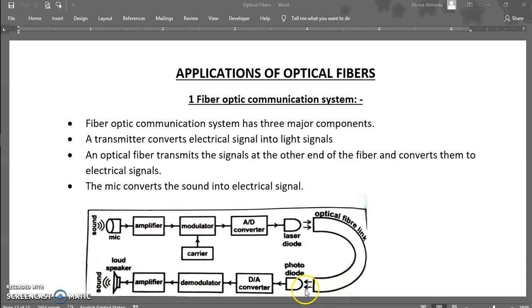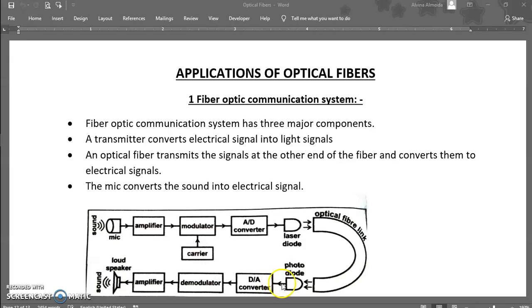Okay, now we'll see the second part, that is the receiver. The receiver part does just the opposite of the transmitter. So the light signal which is obtained at the end of the optical fiber has to be converted to electrical signal, which is done by a photodiode.